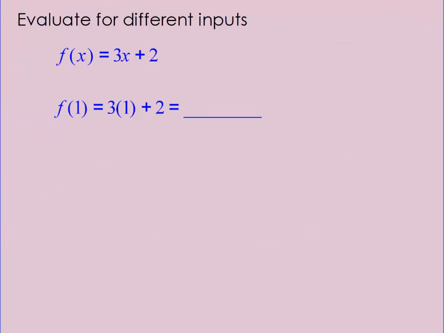So one thing we can do with this is we can evaluate for different inputs. So if we have the equation f of x equals 3x plus 2, we can evaluate for f of 1. What does this mean? When I say f of 1, it means plug 1 in for x. So you're substituting 1 in for x here. So we got, instead of 3 times x, it's 3 times 1 plus 2, which is going to be 3 plus 2, which is going to be 5.